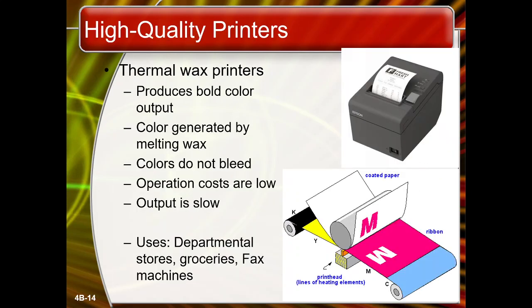The next one is the thermal wax printer. On the right side, we see the phenomenon of a thermal wax printer. They produce bold color output, and color is generated by melting wax. So here there is no ink. They rather use wax with a combination of color schemes, and colors do not bleed. Operation costs are comparatively low and output is slow. The smaller category of thermal printers is used at departmental stores, as well as in fax machines.